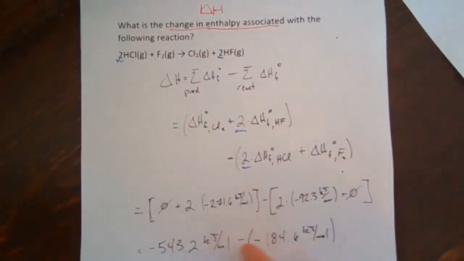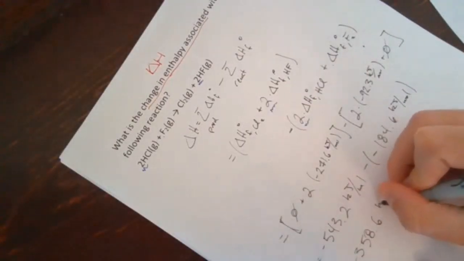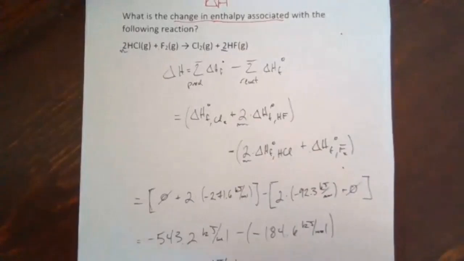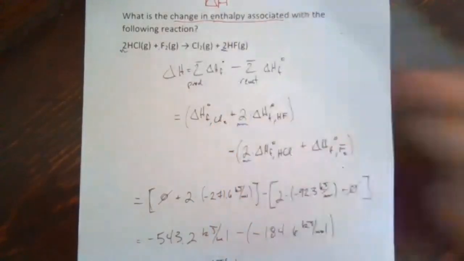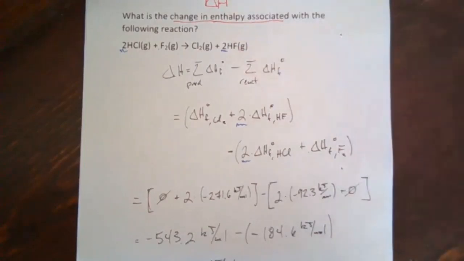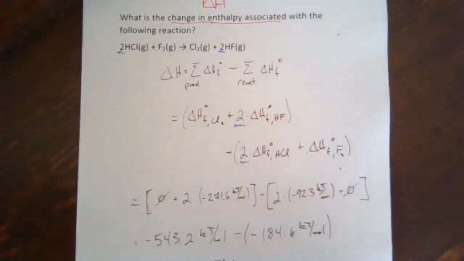So 543.2 minus negative 184.6 gives me a total reaction of negative 358.6 kilojoules per mole. So that's the delta H for the whole reaction. And this is really the holy grail now. We did nothing. We have done 0 experiments. We haven't even had to do any difficult or tedious Hess's law. We just use the equation, use tabulated data, thanks to all those people who did the experiments to figure out that data. Plug them in, and then now we have our answer for the reaction.